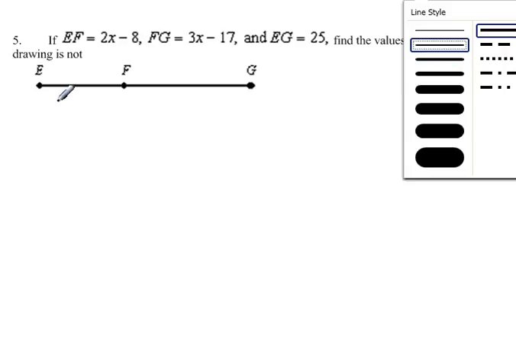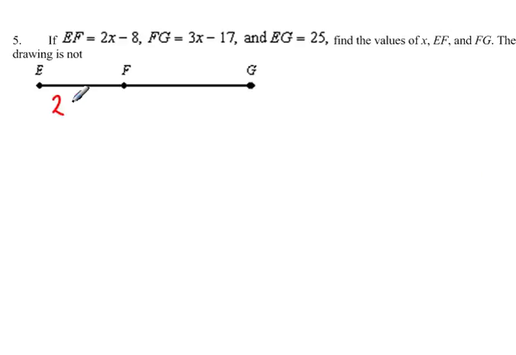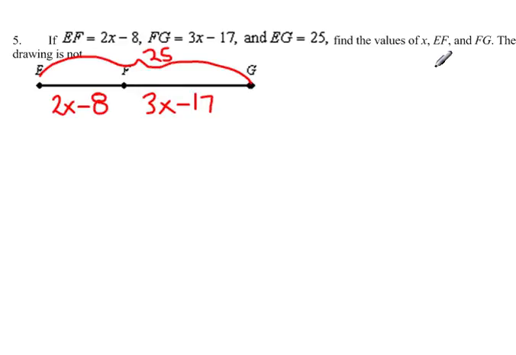Number 5, it says if EF equals 2x minus 8, FG equals 3x minus 17, and the whole thing, EG, is 25, find the values of x, EF, and FG. The diagram is not to scale. We know that if I add these two segments, they will equal the whole thing.